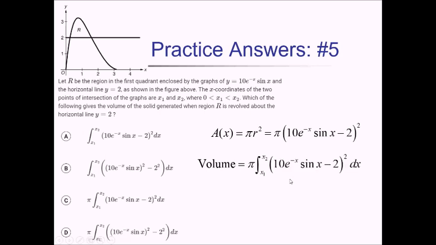And let's see if that matches any answer choices. So we need a pi outside. That gets rid of A and B. And it looks like we need this whole thing to be squared instead of things being individually squared. So that means we have to choose C, not D.